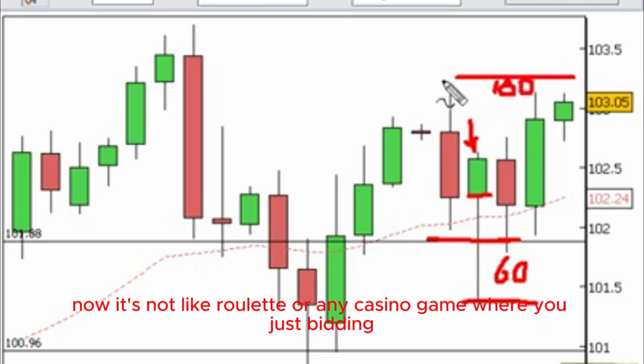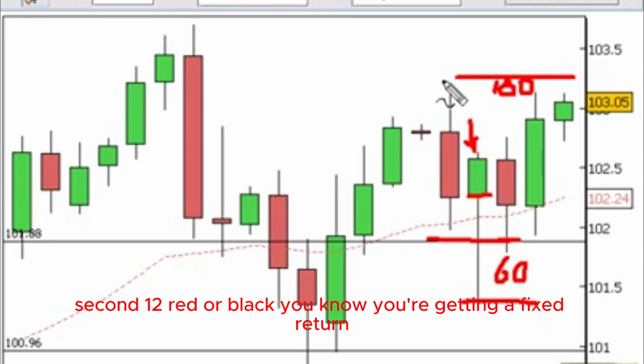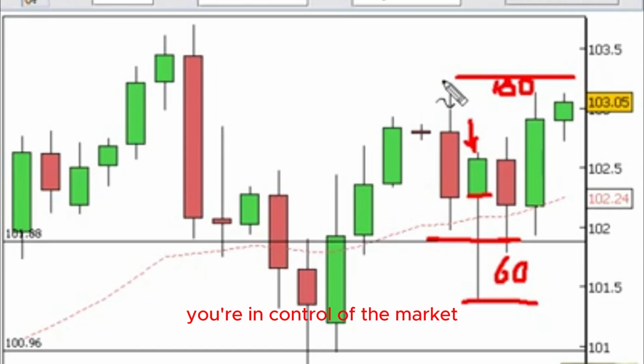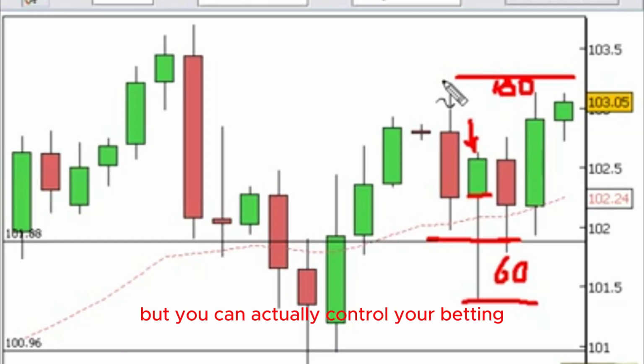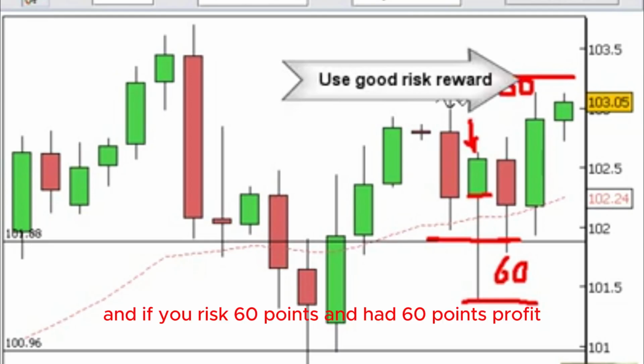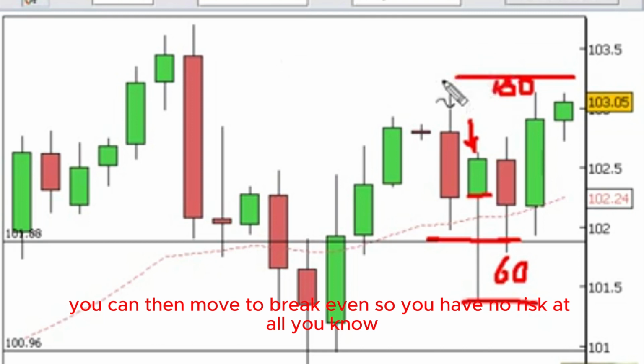Now, it's not like roulette or any casino game where you're just betting $5 to $10 on like the first 12, second 12, red or black, you're getting a fixed return. You're in control of the market. You can exit at any time. So the beautiful thing about the market is, yes, it's a large casino and there's probabilities involved, but you can actually control your betting. You can apply a system money management plan. And if you risked 60 points and had 60 points profit, you can then move to break even. So you have no risk at all.